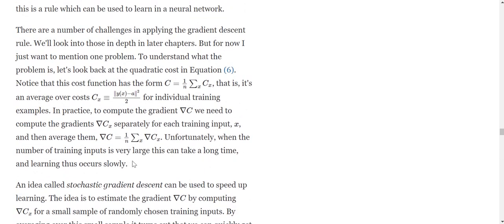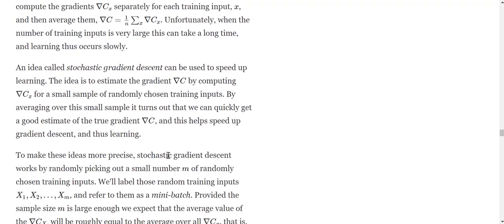Now, when there are a large number of gradients, you need to wait for each gradient to be computed, and then wait for the mean to be computed. So, another idea comes up here, which is the idea of stochastic gradient descent, which can be used to speed up learning. The idea is to estimate the gradient of C by computing the gradient of Cx for a small sample of randomly chosen training inputs. By averaging over this small sample, it turns out that we can quickly get a good estimate of the true gradient, and this helps us speed up gradient descent and thus learning.